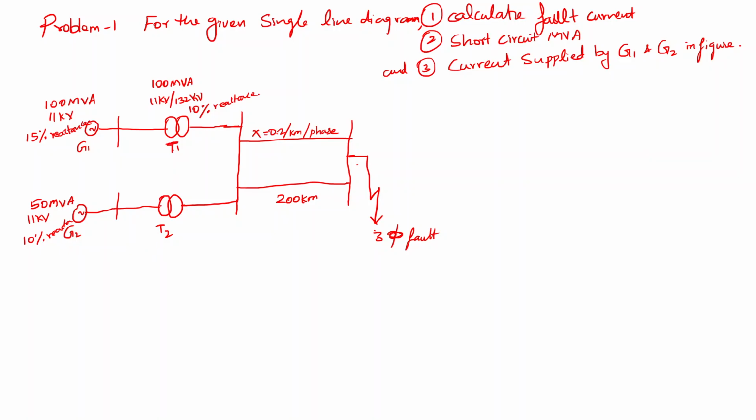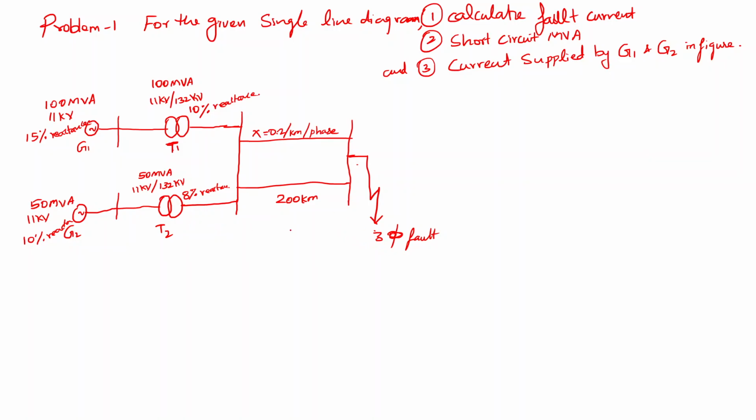And for T2, 50 MVA, 11 kV to 132 kV, 8% reactance. So this is the data given in the question.